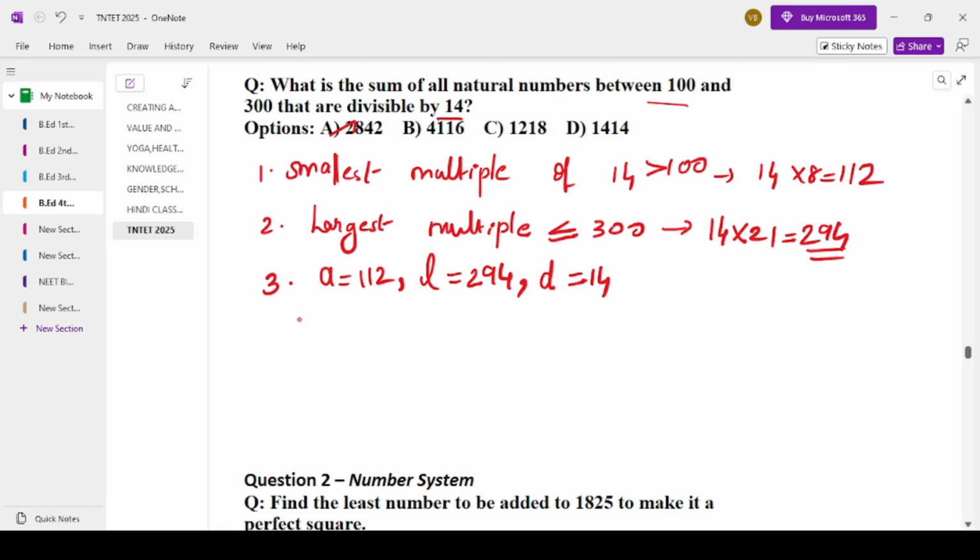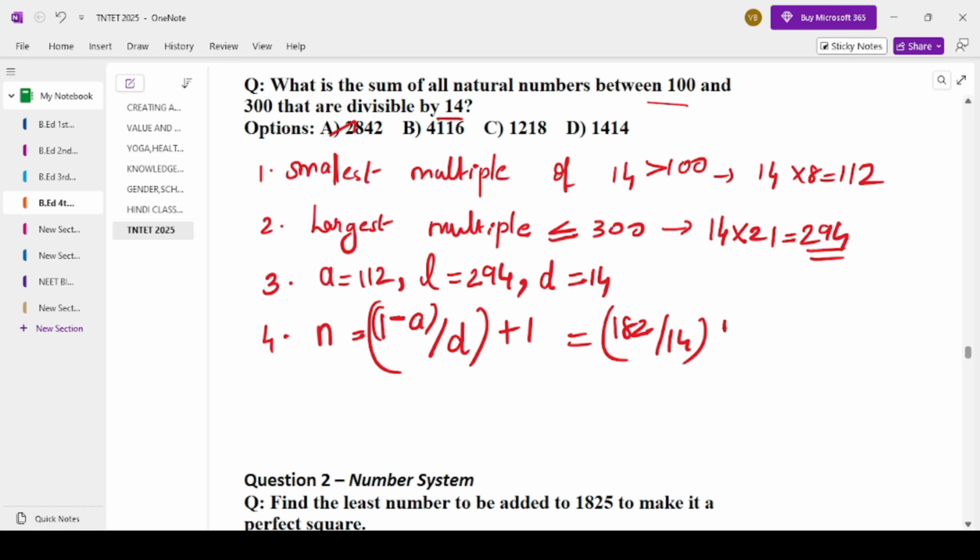So we can find the number of terms in the fourth step, which is small n is equal to (l minus a) divided by the difference d, plus 1. So that is n, that is the number of terms. So if you substitute the values, you will get 182 divided by 14 plus 1. So what will be the answer? The answer is going to be 14 terms. That's the answer for n. So the number of terms n is 14.